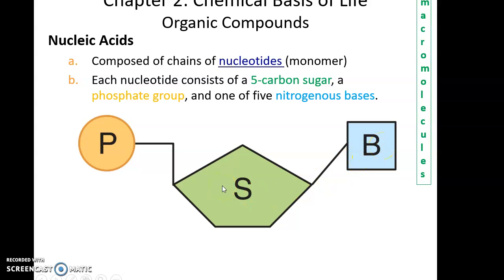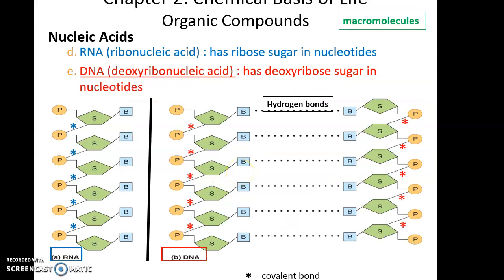Turns out there are 5 different nitrogenous bases. So nucleic acids, two big kinds are RNA and DNA, deoxyribonucleic acid. RNA tends to be one single long chain of nucleotides, and its 5-carbon sugar is ribose sugar. So ribose sugar is the sugar for RNA.